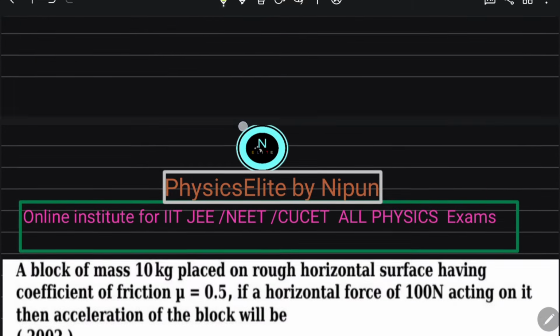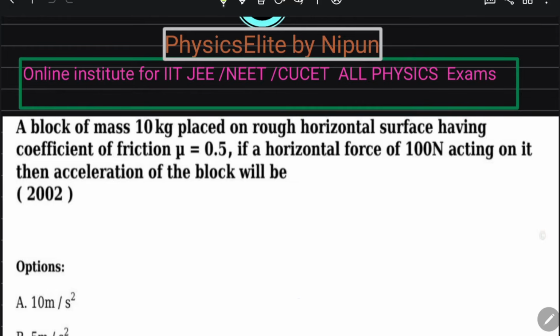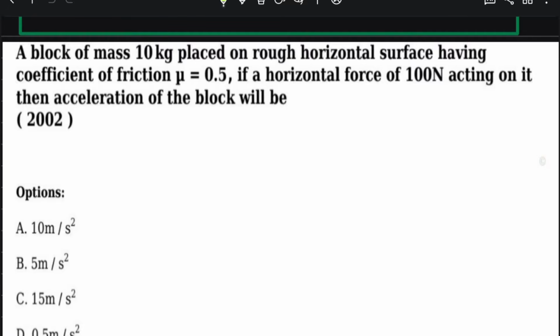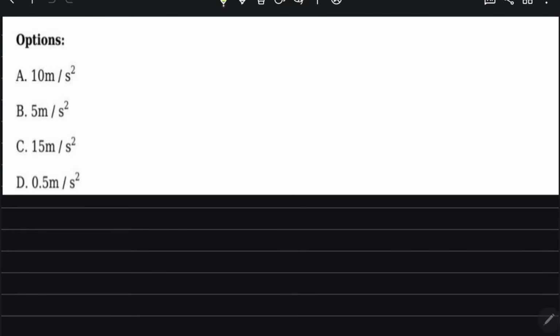Right? Now we are going to solve our next question. A block of mass 10 kg is placed on a rough horizontal surface having a coefficient of friction 0.5. If a horizontal force of 100 Newton is acting on it, then the acceleration of the block is? They are asking the acceleration of the block.